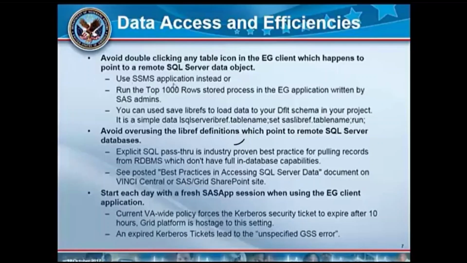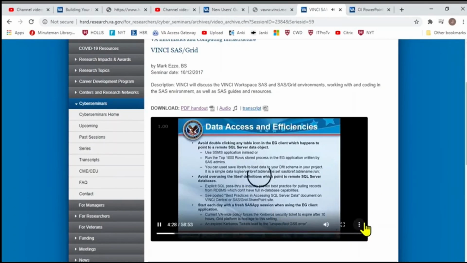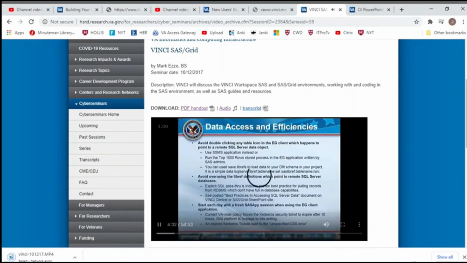So you may want to use SSMS to look at it instead, or run the top 1,000 rows stored process written by SAS admins in each application, or I'll show you another method in a moment. Or you can use libraries to load data into your default schema in your project. It's very, very simple. You just say data, default schema library, table name, set SAS library, table name. In this way, anything that you have created in the SAS world, for example, if you've modified a cohort, you can load that up to your default area and use that to join anywhere in the SQL Server world.